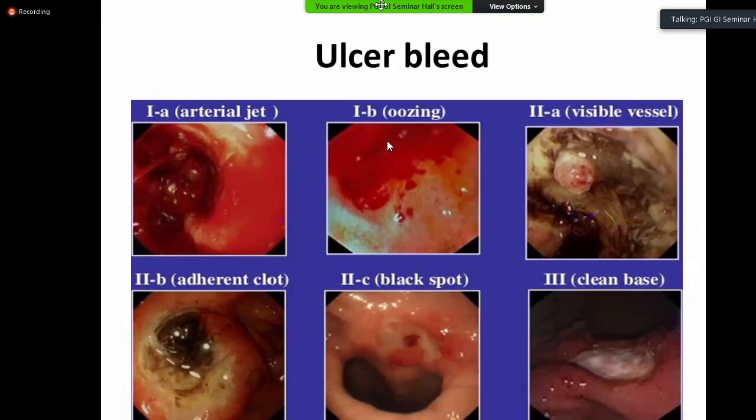Forest, this is the Forest classification, Forest 1A. 1B is ooze. Then Forest 2A is a visible vessel. Forest 2B is with an adherent clot. Forest 2C with a blackish spot or pigmented spot. And Forest 3 is clean base. In any patient of ulcer bleed, you have to define the Forest class.